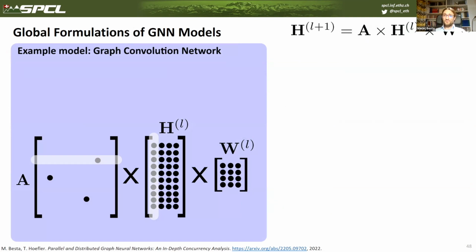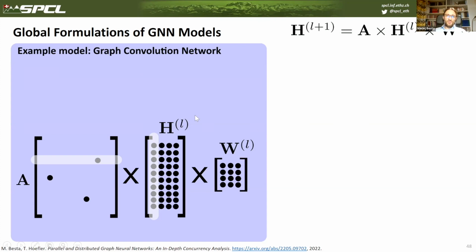So let's start with the simple model, the GCN model, which we can formulate using not only local, but also global formulations, right? We can see this model here at the top right. In this formulation, to get the feature vectors in the GNN layer L+1, we need to multiply our adjacency matrix times the feature matrix that groups all the feature vectors in our given L iteration times the parameter matrix, right?